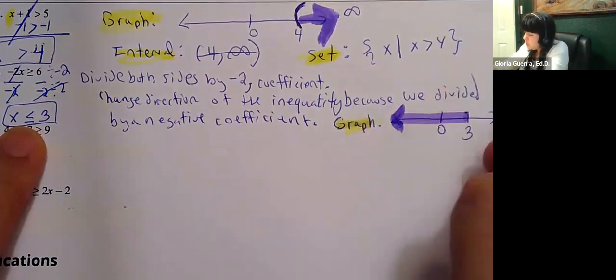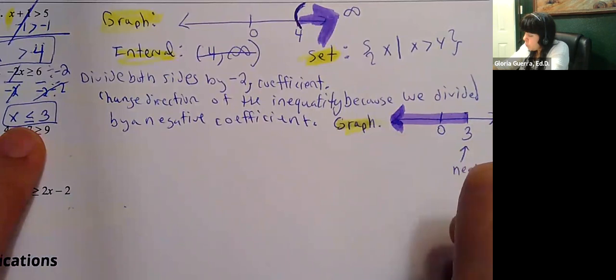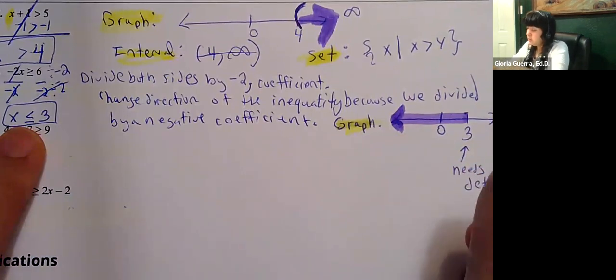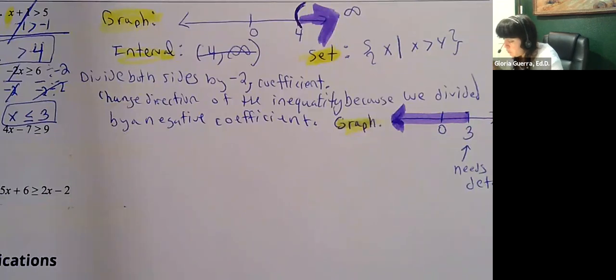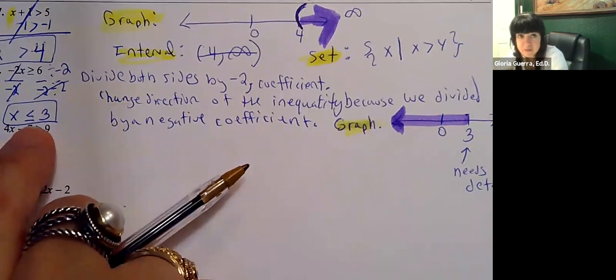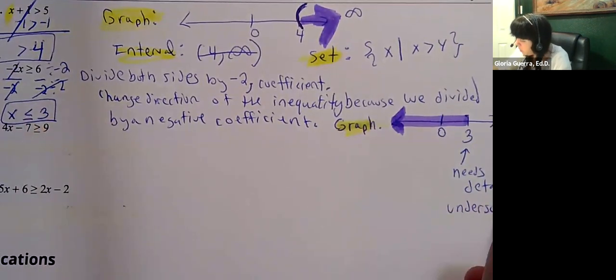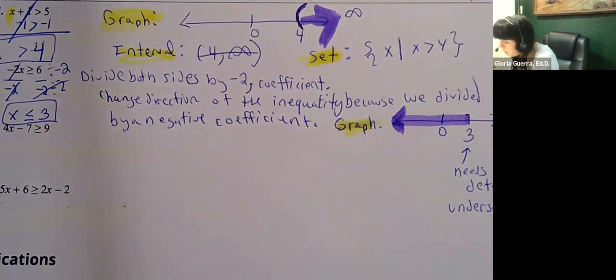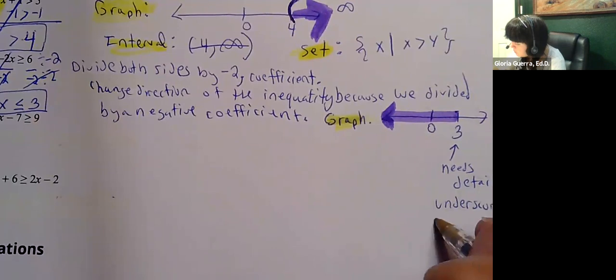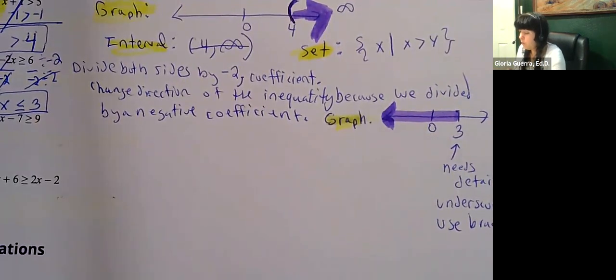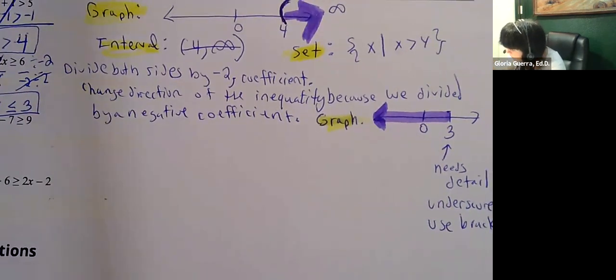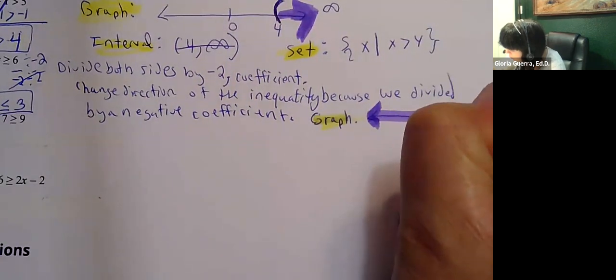And then this 3 needs detail. To get the detail, you go to your 3 and you see how it has an underscore. The underscore means use a bracket. And I put the bracket so it's shaped in the direction that I'm shading.